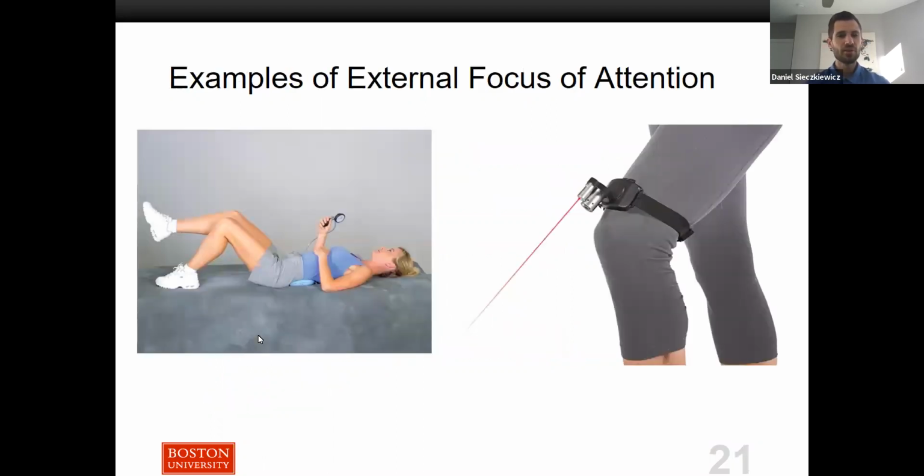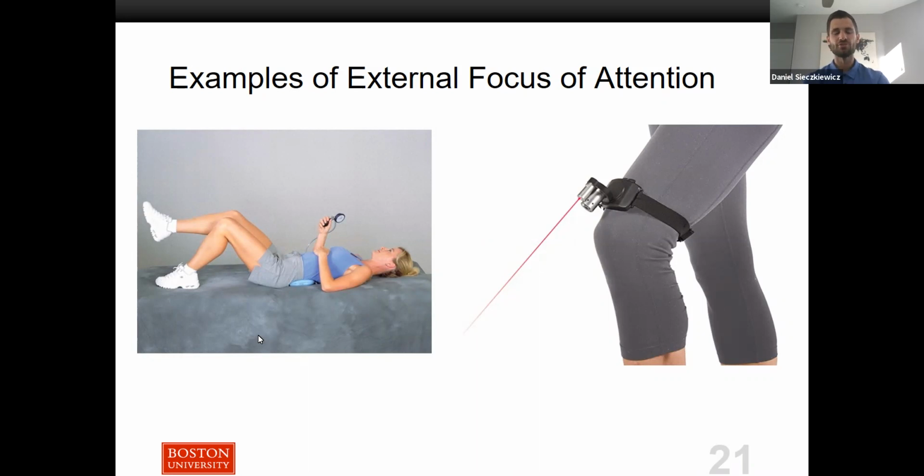All right, so here are a couple of common examples of how we might use an external focus of attention clinically. The photo on the left is a hook-line marching exercise, and in the picture, the person is using a biofeedback stabilizer device under their lower back. Traditionally, to instruct in this exercise, we may have said something like, squeeze your abs and glutes to do a pelvic tilt so your back is flat against the floor. Keep your back flat on the floor while you lift your knee. Don't let your back arch.